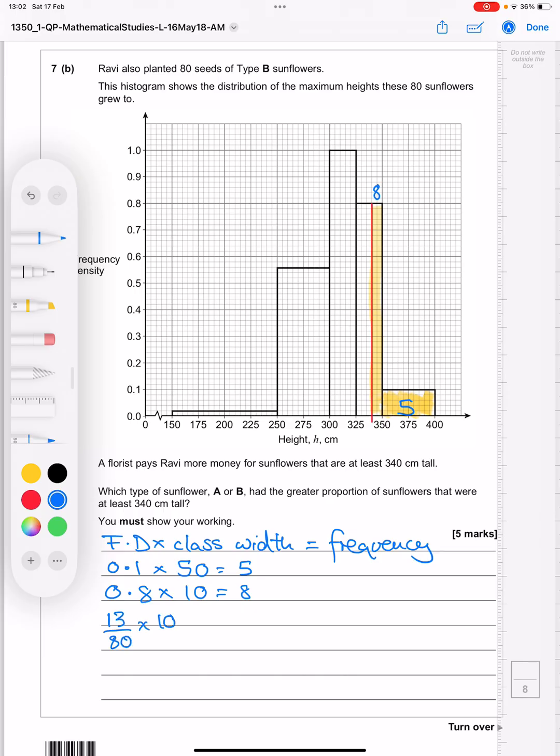I'm going to change it into a percentage because we've got a different sample size for this batch, and it's easier to compare percentages than fractions. So 13 out of 80 times 100, that is 16.25%. So his type B sunflowers, he's got a 16.25% chance of getting the premium.